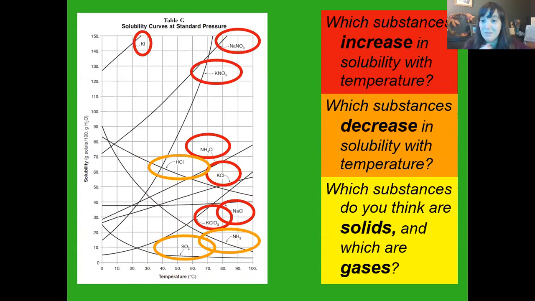So which ones do you think are solids and which are gases? Well, all the ones circled in red must be solids because they get more and more soluble as you heat up the water. All the gases are the ones circled in orange because it's harder and harder to get them to be in the liquid the more you heat them up.